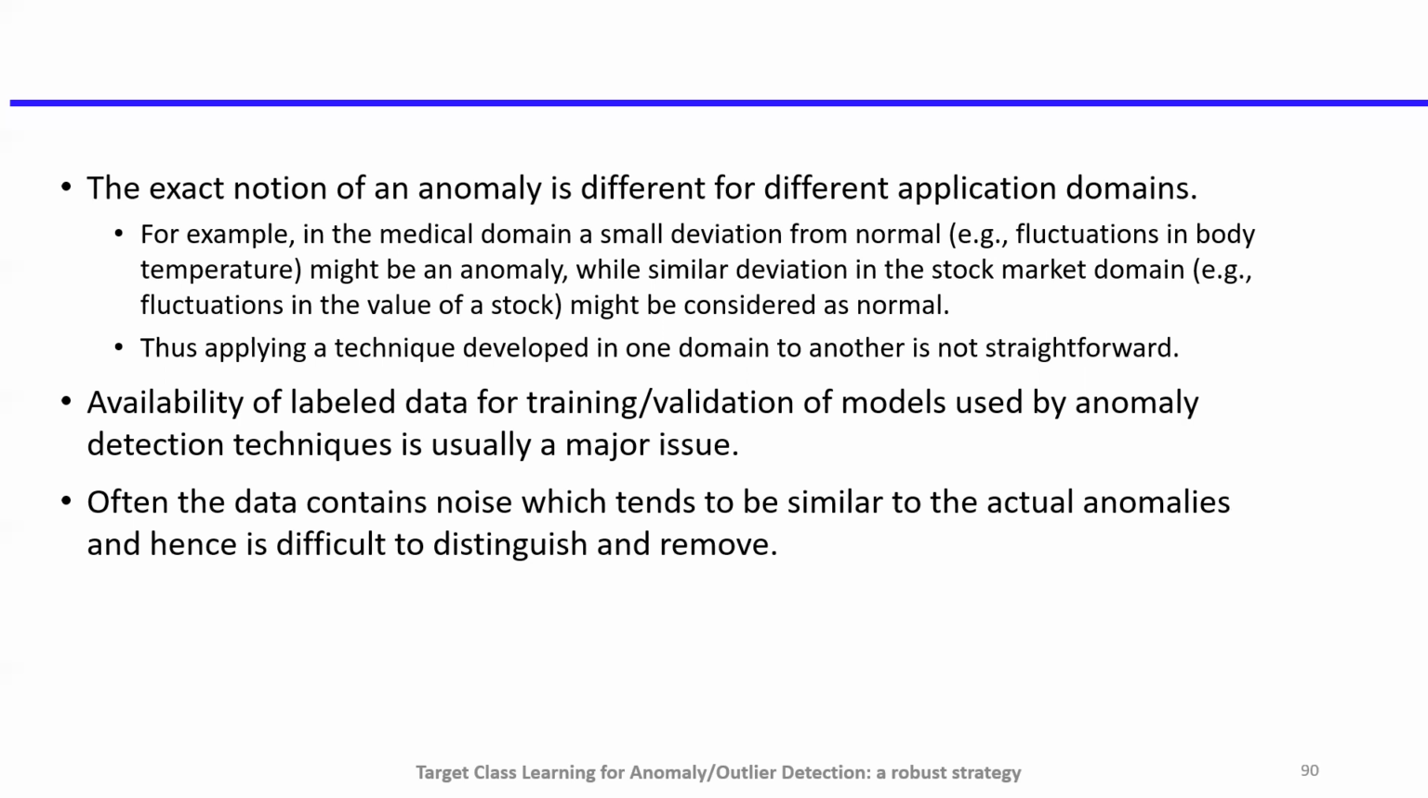Another problem is that the availability of labeled data for training and validation for the anomaly detection task is not sufficient. That again affects the performance of various classifiers. And then the last part is that anomalies and noise are two different things. We need to understand the differences between anomalies and noise very well, so that sufficient measures can be taken for handling these two issues.